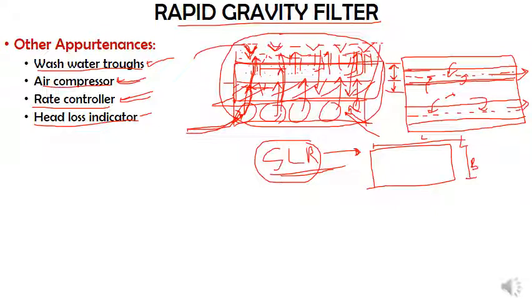The head loss indicators will be the same as what we discussed in the slow sand filters. All these four units we have discussed will be studied again, or we will have one more explanation whenever we come to the figure of the rapid gravity filter.